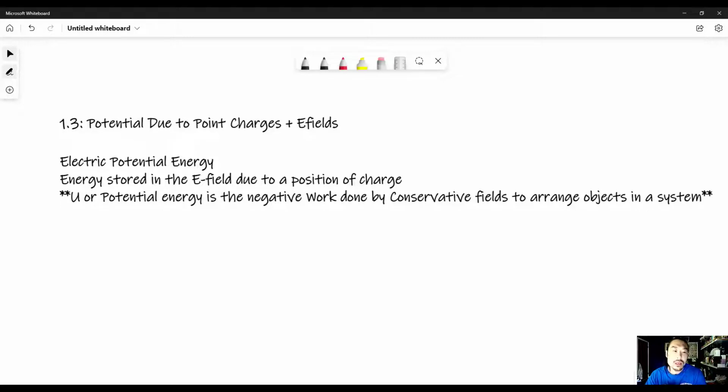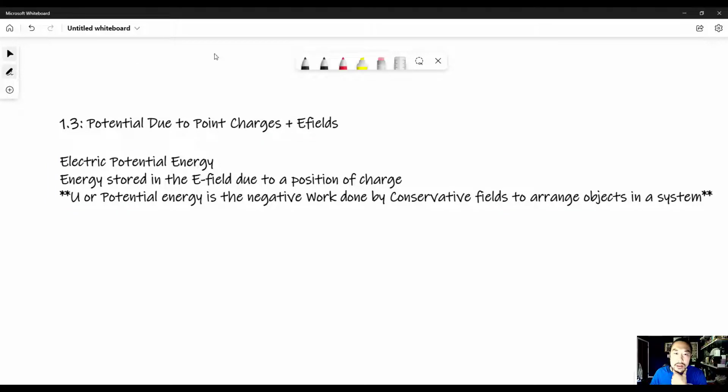Electric potential energy is the energy stored in the E field due to a position of charge. And one way that we can really clarify this is U, which is the variable for potential energy, is the negative work done by conservative fields to arrange objects in a system.